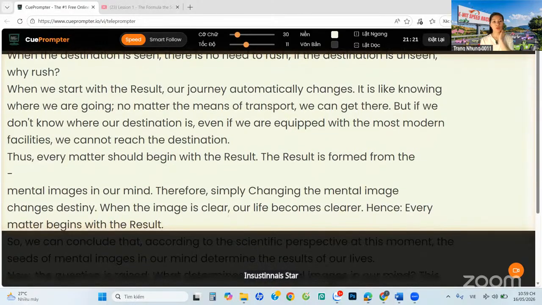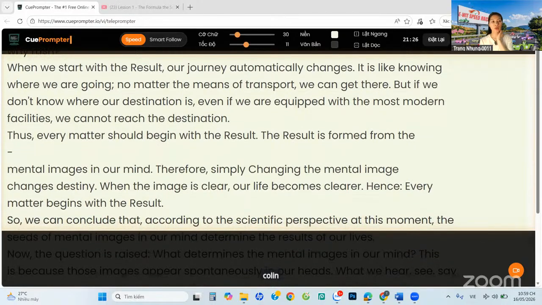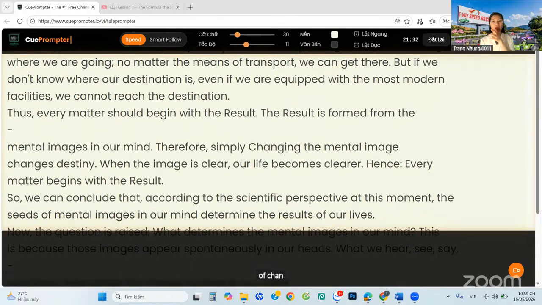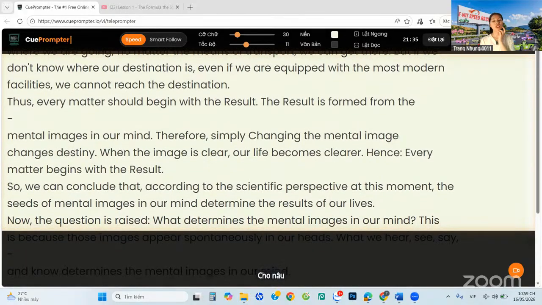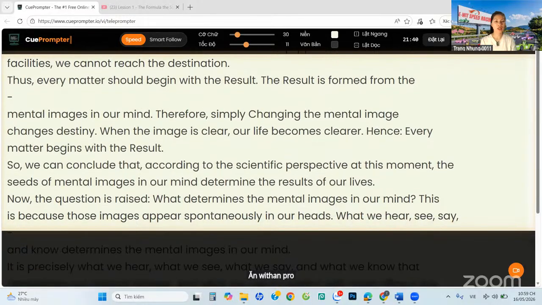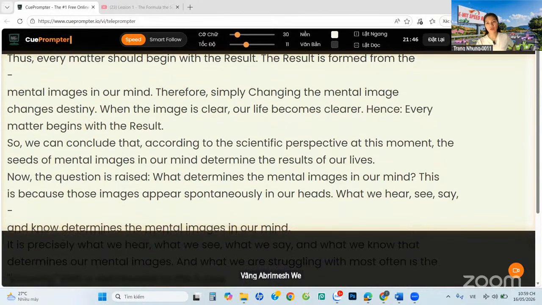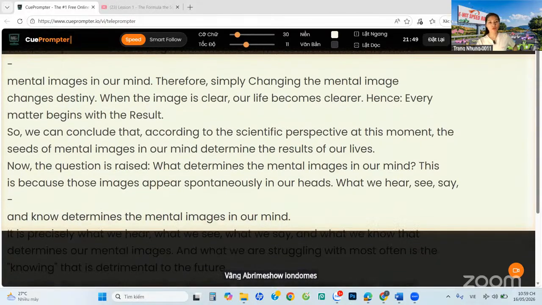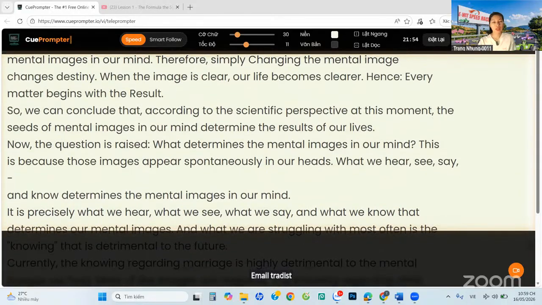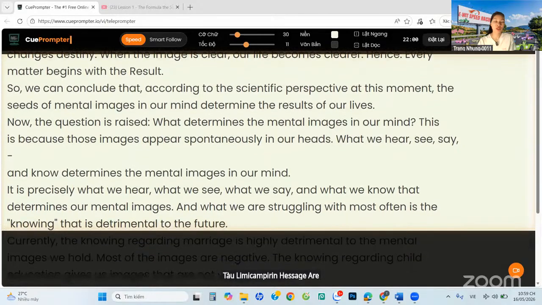When we start with the results, our journey automatically changes. It is like knowing where we are going: no matter the means of transport, we can get there. But if we don't know where our destination is, even if we are equipped with the most modern facility, we cannot reach the destination. Thus, every matter should begin with the result. The result comes from the mental images in our mind. Therefore, simply training the mental image changes destiny. When the image is clear, our life becomes clear. Hence, every matter begins with the results.